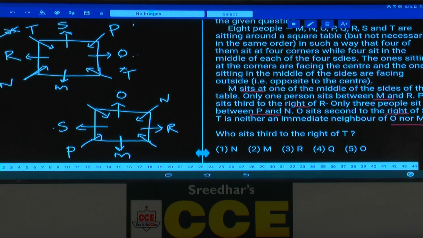If T is here, then who is the person left over here? M, N, O, P, Q. Q is the person left over, hence Q must be in this place. In between O and M, Q is here.